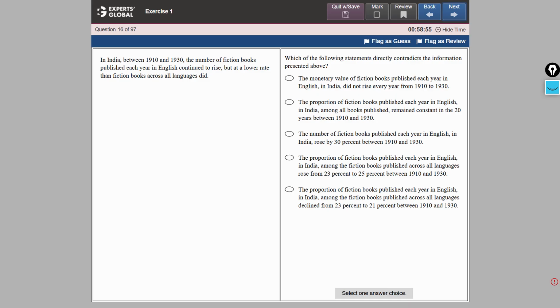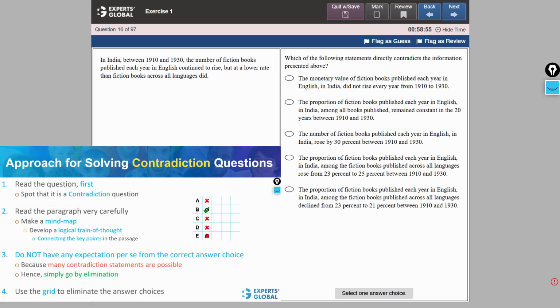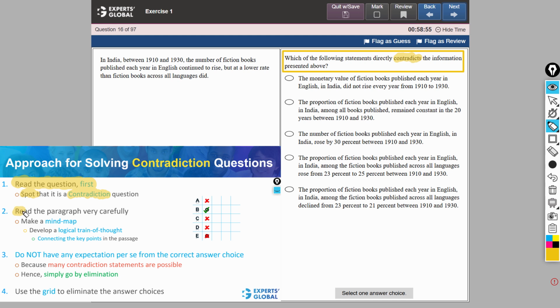Here is the question. Here is our approach for solving contradiction questions. Let's apply it live. So we read the question first. Here is the question stem, and we spot that it is a contradiction question. Next, we read the paragraph very carefully and develop a mind map.